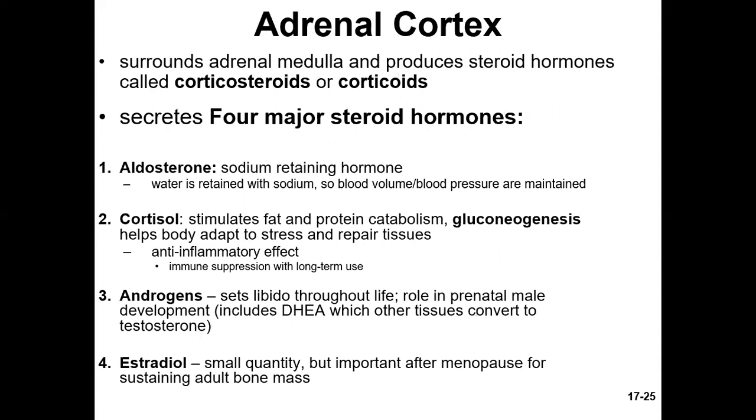Now, back to the adrenal cortex. When steroid hormones are produced, these are called corticosteroids or corticoids. There are 4 major steroid hormones: aldosterone, cortisol, androgens, and estradiol. Aldosterone helps with blood pressure regulation. Blood pressure regulation comes primarily, though not only, from the adrenal kidney regulation; a little bit also comes from a hormone produced by the heart itself, which talks down to the adrenal kidney regulation.